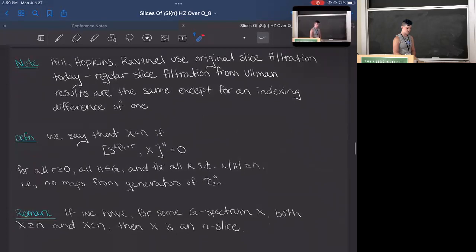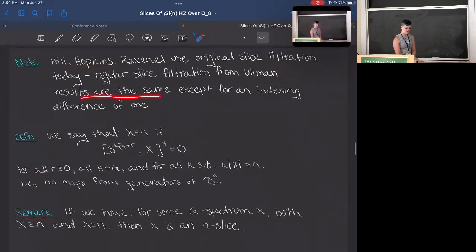It's important to note that Hill, Hopkins, and Ravenel use the original or classical slice filtration. Today we're using the regular slice filtration from Ullman. All of the results are the same except for an indexing difference of 1.